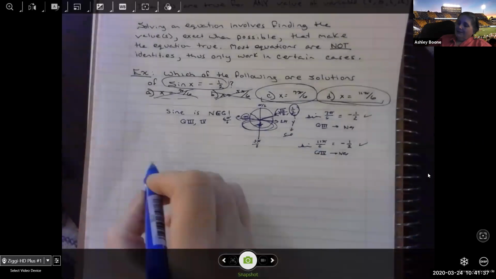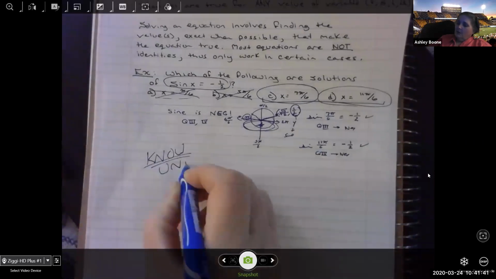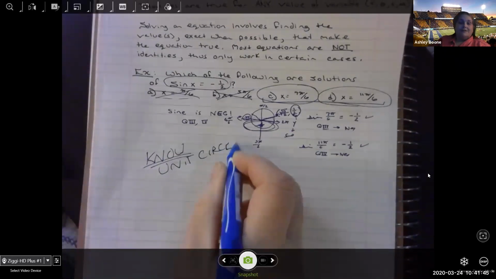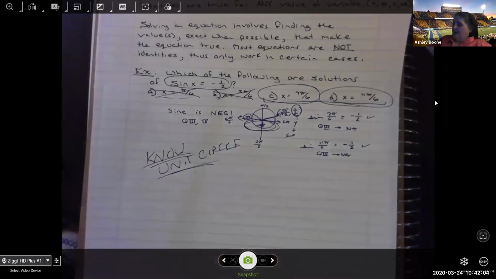Know the unit circle. You had to know this from day one. The more you know your unit circle, the quicker you're going to notice what those answers are and which ones work. So that's why whenever we have a test or something, I always give you a blank unit circle that you can fill out, because you'll be able to deal with what's going on a lot more quickly, okay? Let's go ahead and look at equations in general.